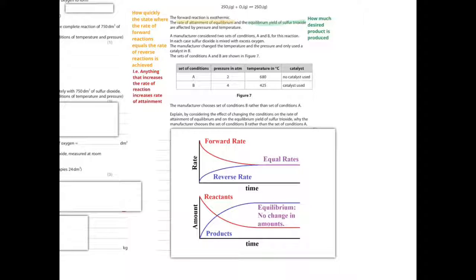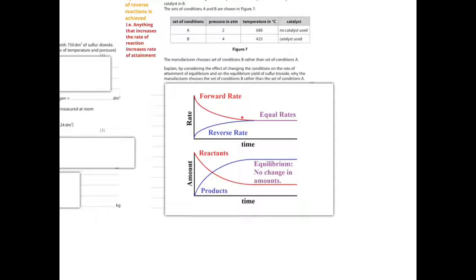Whereas the equilibrium yield is basically how much of the desired product we are making. So you can see as reactants are used up, we're making products, but because products will eventually undo themselves and become reactants again, only so much product will be made. So this is how much is being made of the desired product. It won't change because it keeps on undoing to become reactants. So this is the equilibrium state.